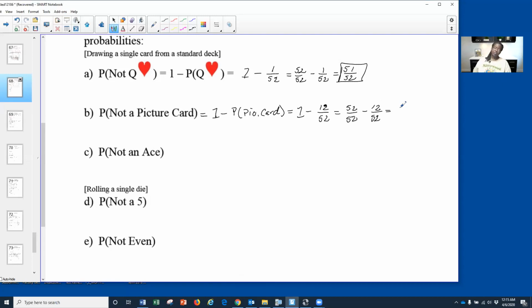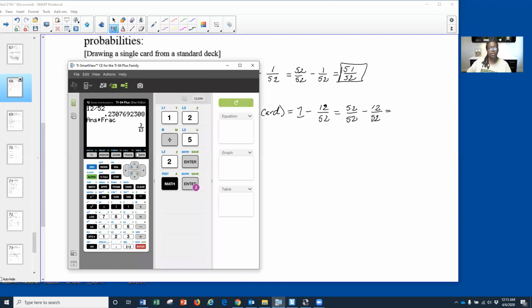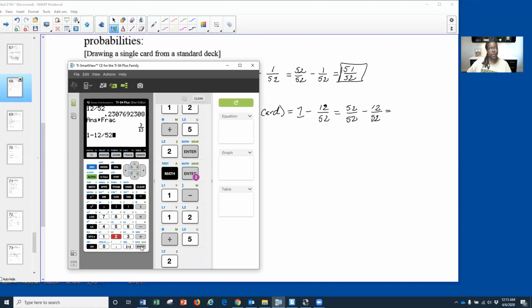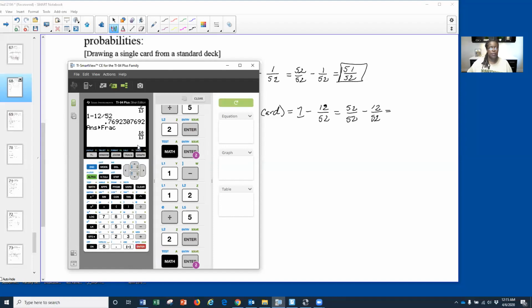You can pause it here and work it out. Or remember, you have 1 minus 12 divided by 52 equals that funky decimal. Then you look for your second shift in your scientific calculator, where you're changing your decimal into a fraction. Here we're changing it with our math button. We get 10 over 13.